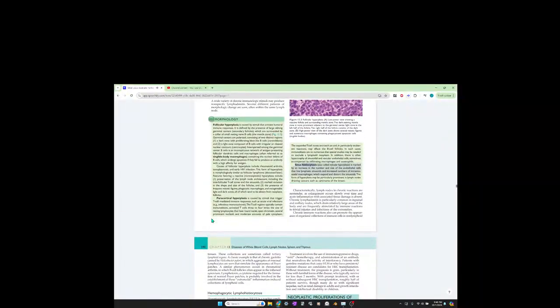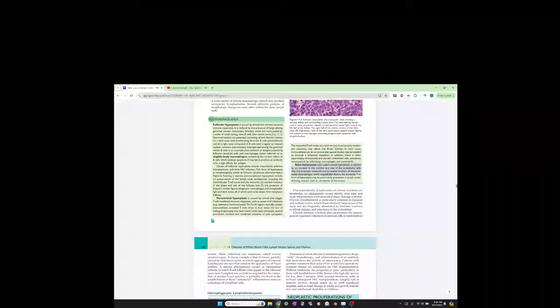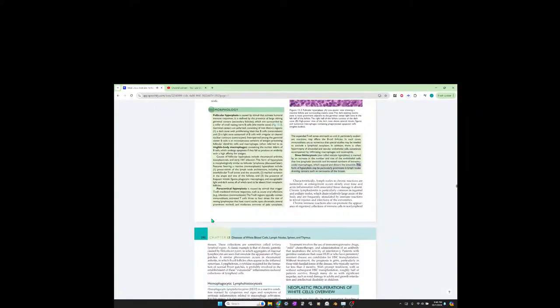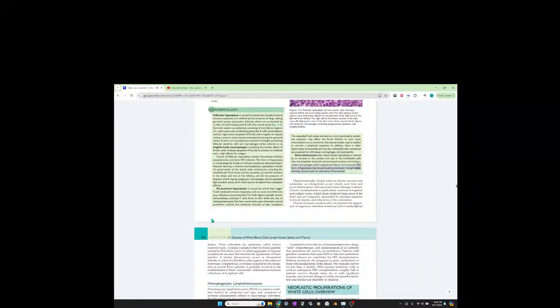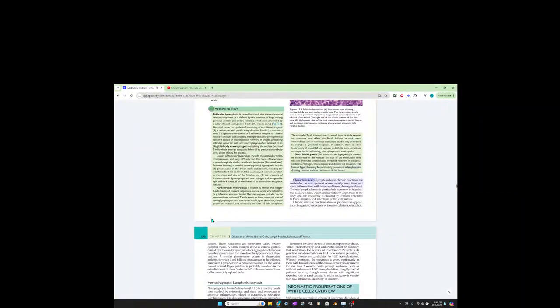Sinus histiocytosis is marked by an increase in the number and size of the endothelial cells that line lymphatic sinusoids, and increased numbers of intrasinusoidal macrophages, which expand and distort the sinusoids. This form of hyperplasia may be particularly prominent in lymph nodes draining cancers such as carcinoma of the breast.